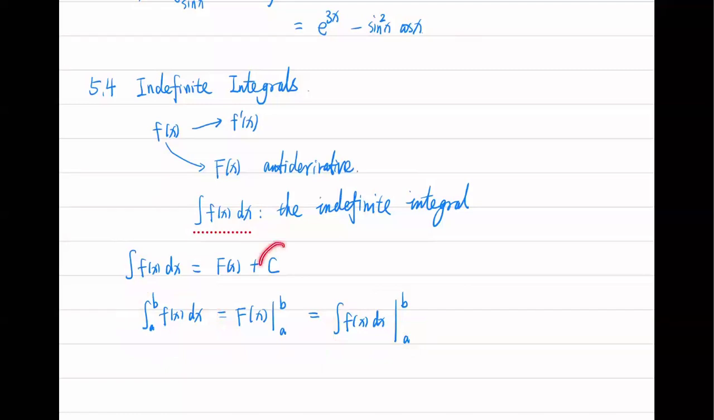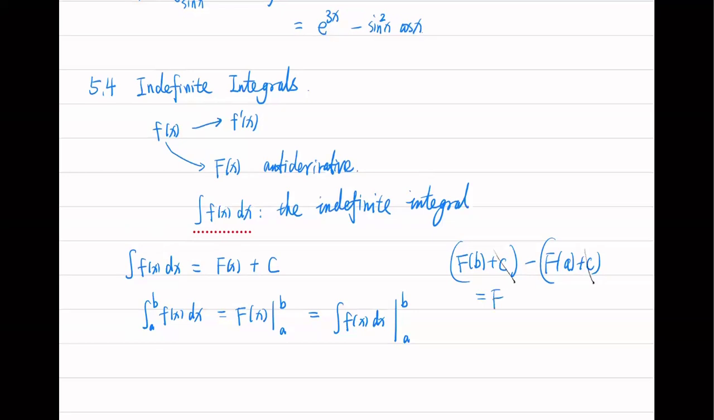So plus c: if we evaluate at a, it's still c. Evaluate at b, it's still c. So c minus c equals 0. Initially it's F(b) plus c minus F(a) plus c. They cancel each other. We end up with, yes, a very good question.